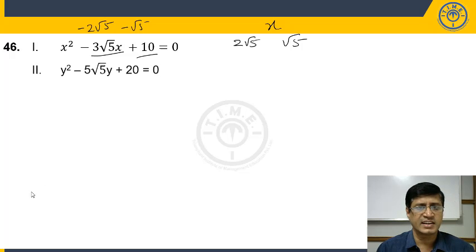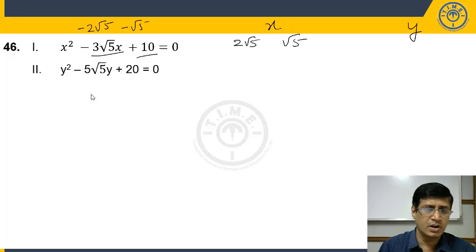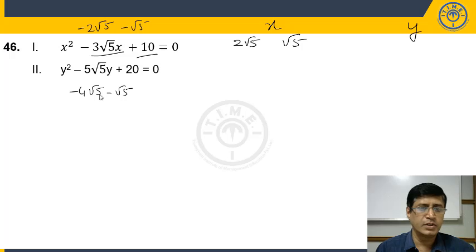Now look at the second quadratic equation. If you observe, it is minus 4 root 5 and root 5. What is the product of these two numbers? Root 5 into root 5 is 5, and 5 into 4 is 20. Minus into minus is a plus, so it satisfies the product as well as the sum. So what are the roots here? Just take the same numbers with opposite signs. Minus will become positive, so 4 root 5 and root 5.